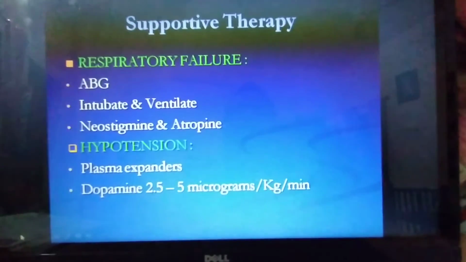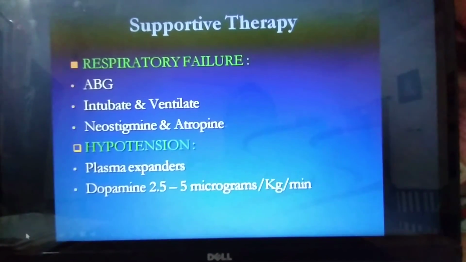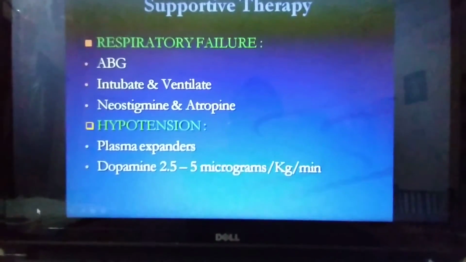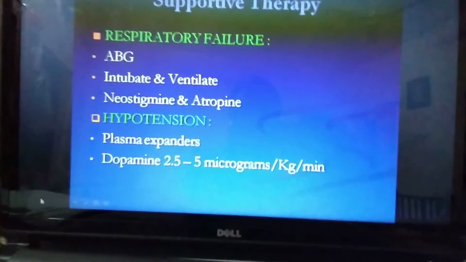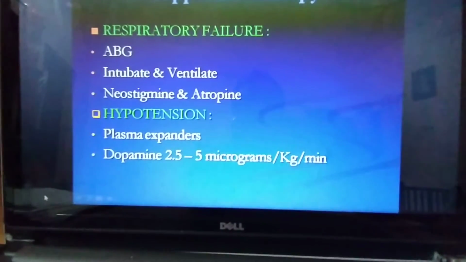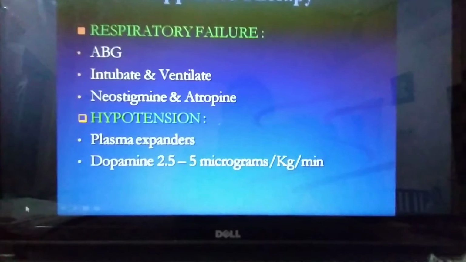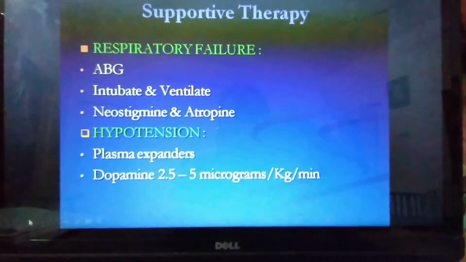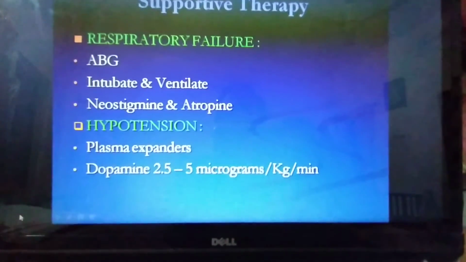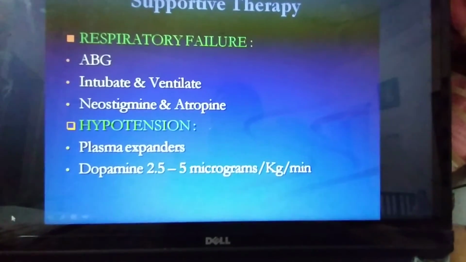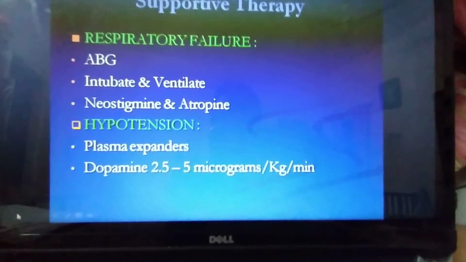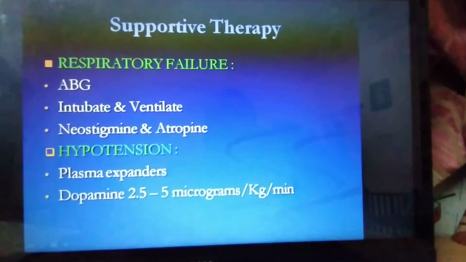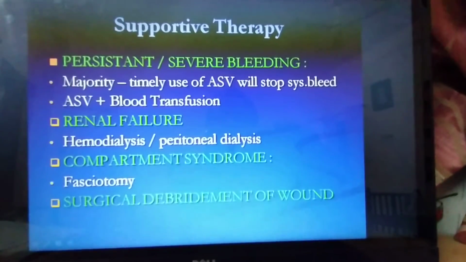For supportive therapy in respiratory failure, you can check arterial blood gases, and do intubation or ventilation. You can also go for neostigmine and atropine. If the patient develops hypotension, you can give a plasma expander, or dopamine if the hypotension has developed. So these are the supportive therapies that can be given in snake bite.